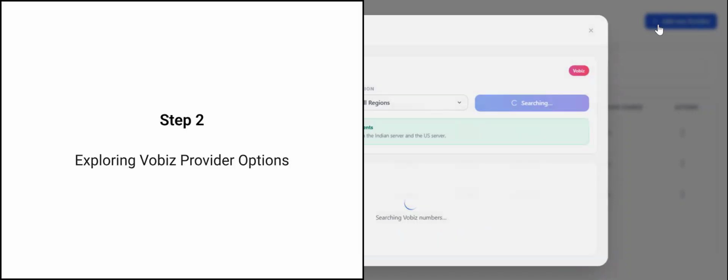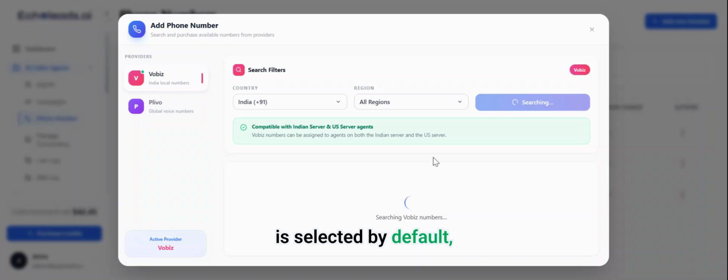Let's explore the Vobis provider options to see the available numbers offered through this provider. Vobis is selected by default, so you'll see its available Indian local numbers load up right away. You've now reviewed the available provider options.